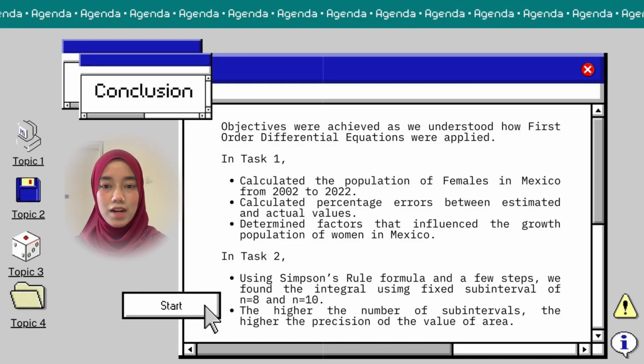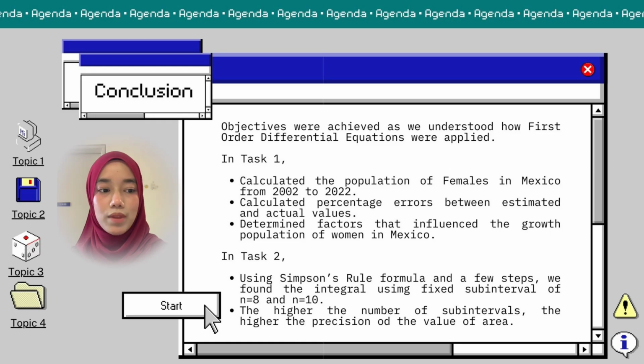Alright, so we are at the last slide, where the conclusion is that we achieved the objective as we understood how first order differential equations were applied. In task 1, we calculated the population of females in Mexico from 2002 to 2022. We calculated the percentage error between the estimate and the actual value, and we also determined factors that influence the population growth of women in Mexico.